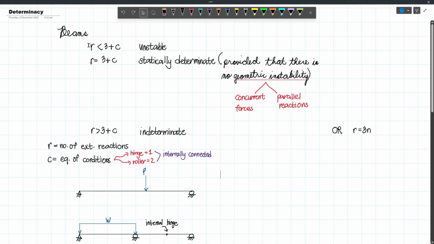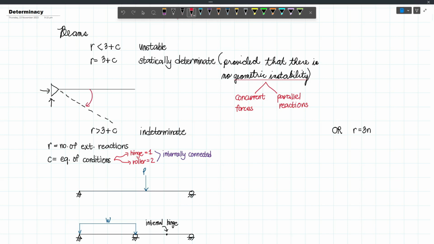So first, this is the criteria. If R, or the number of external reactions, is less than 3 plus C, our beam is unstable. For example, we have a hinge here and a member, like a cantilevered member, with an upward force and a horizontal reaction force. However, there's nothing to resist the moment, so the beam will rotate freely. Since nothing resists moment, it establishes an unstable condition.